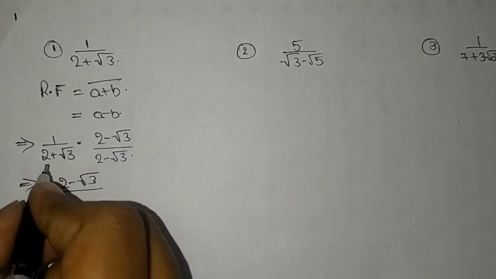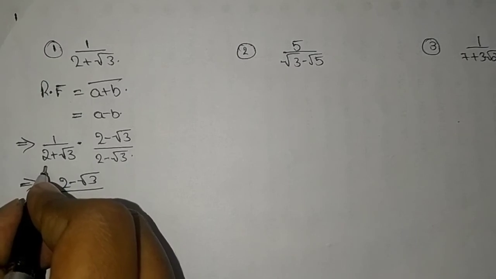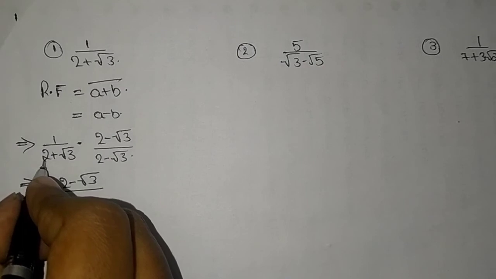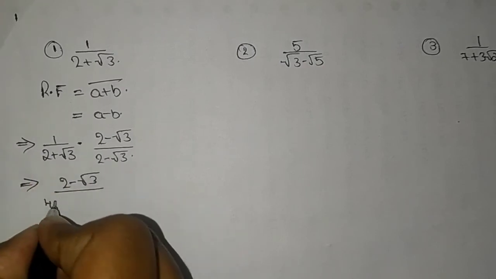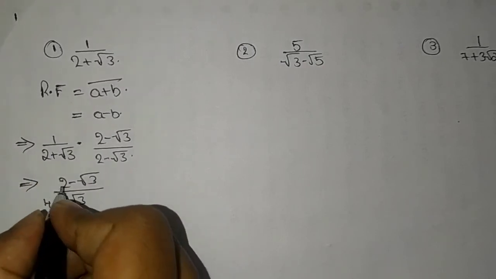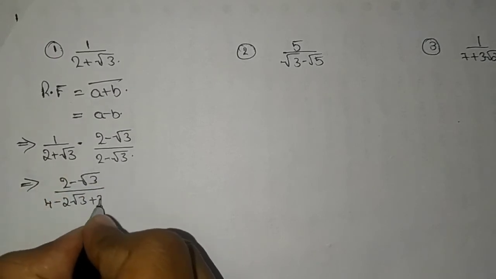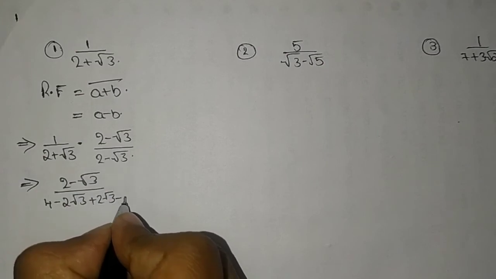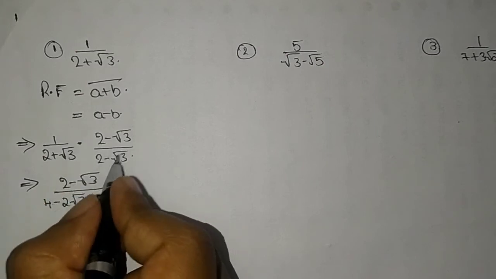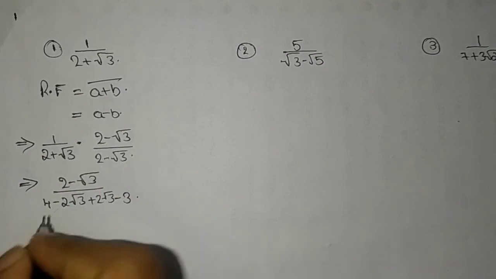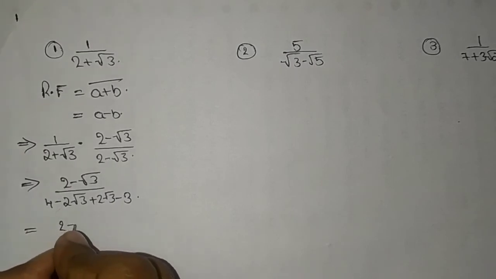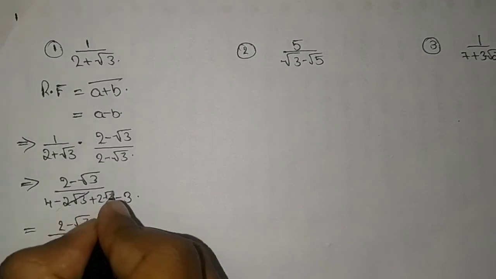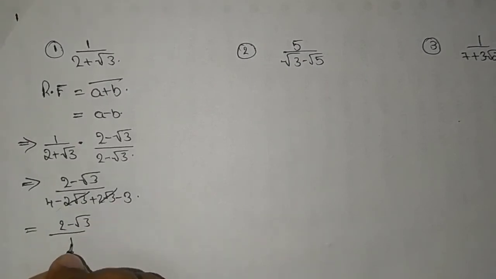If you are lacking the ideas, you will do it like this. 2 into this term is 4, 2 into this term is minus 2 root 3. I will tell you why. Now 2 root 3 into root 3: the square and square root cancel, 3 remains. Then 2 minus root 3, plus and minus cancel, 4 minus 3 is 1.